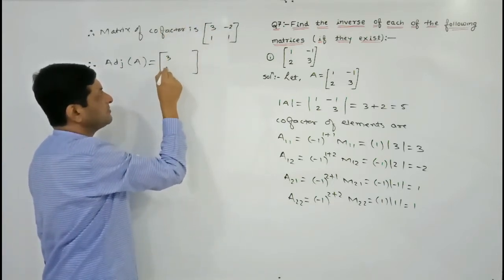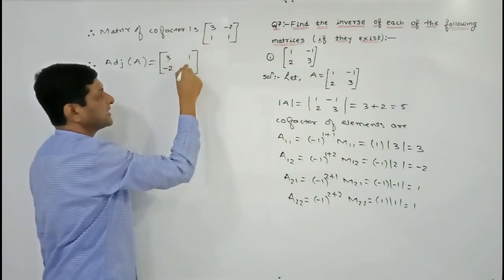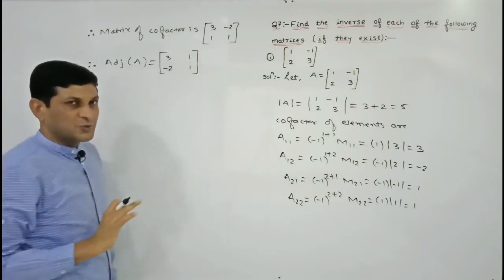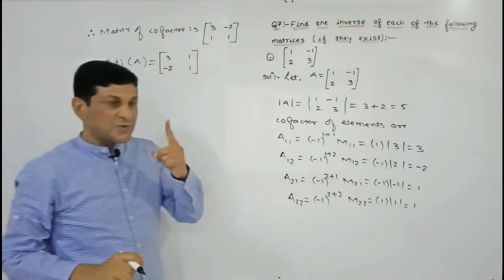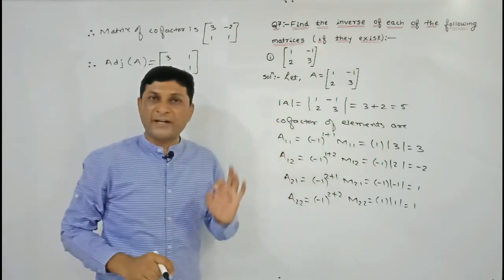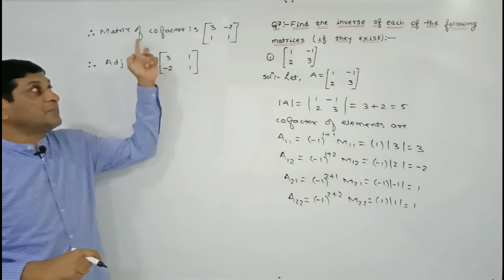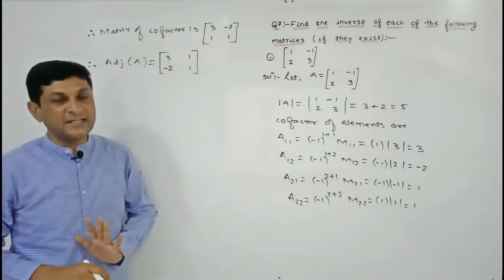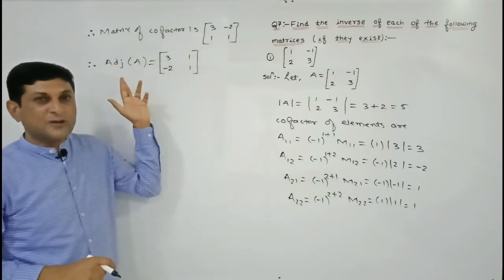just convert row into column. So here we'll get 3, minus 2. Convert second row into second column. In this way, we have got adjoint. This is the fourth step. What is first step? Find determinant. Second step is to find out cofactor of all the element. Then third step is to find out matrix of cofactor, and the fourth step is to find out adjoint.